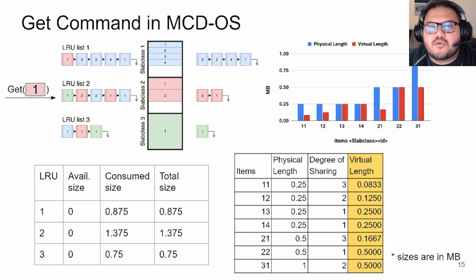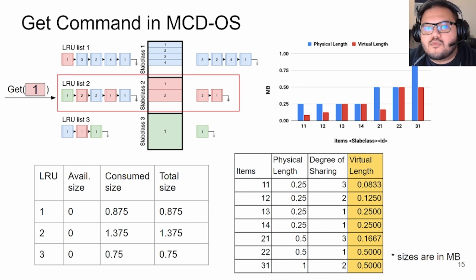So what happens when a GET request is received? In this example, let's say that the second proxy sends a GET request for item 1 with a medium size. Using the native memcached hash table, we can access the item in the slab in almost big O of 1. And then what we do is that we update both of the LRU lists before returning the value. One important thing to notice is that the virtual size of the items is not affected by a GET request.